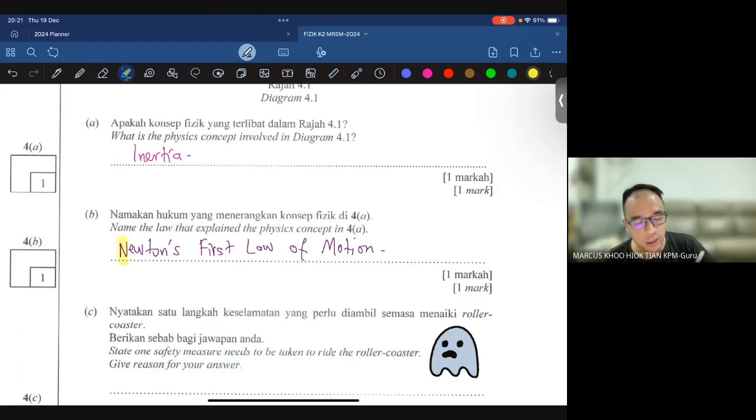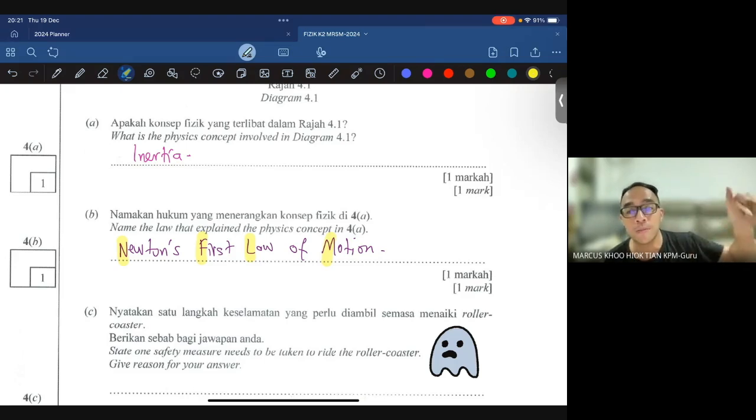Okay, the punctuation is pretty important. Newton's first law of motion. The N, the F, the L, and the M must be big letters, because in Bahasa Melayu we call this a proper noun. Okay, it's a proper noun lah.